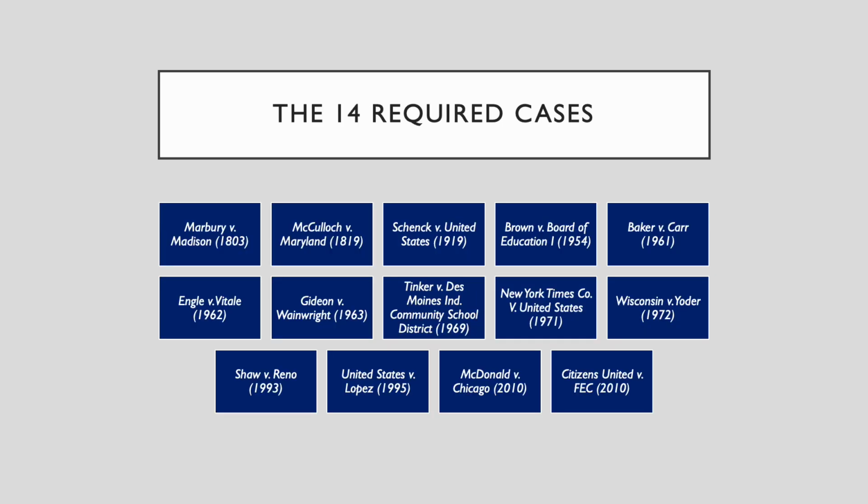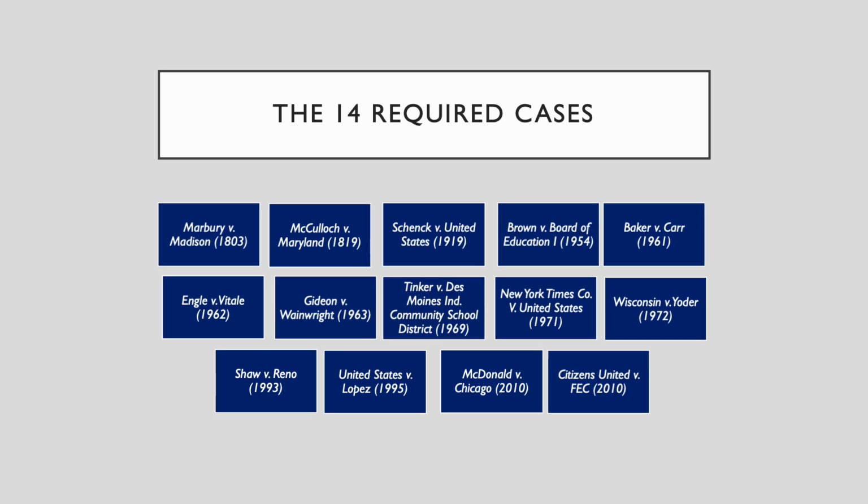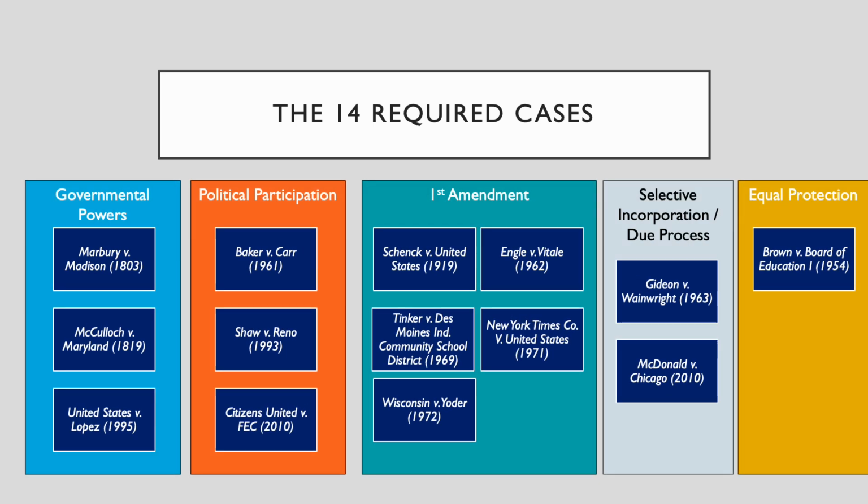So there are 14 cases, and rather than thinking about them individually, it's more helpful to arrange them into basically 5 categories. So you have 3 cases about the powers of the government and federalism. You have 3 cases about political participation. You have 5 cases about the First Amendment. You've got 2 cases about selective incorporation and due process, like the 14th Amendment stuff. And then you've got 1 case about the equal protection clause of the 14th Amendment.